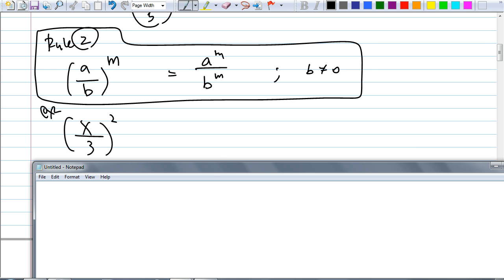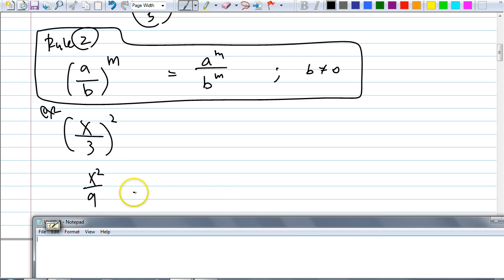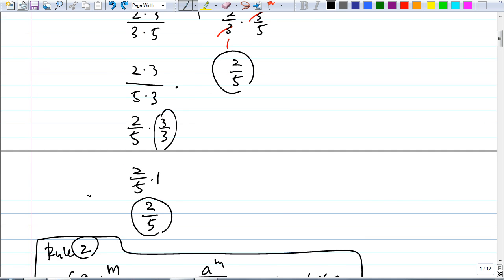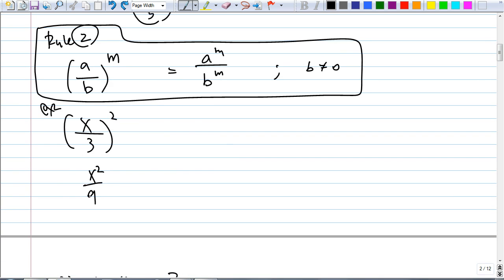X squared over 9, because you're right, you get x squared over 9. If I was being careful and showing my work, you could have written this as really x squared over 3 squared, isn't that right? And so you get x squared over 9. Any question? I wrote 3. You're right. Should have been 2. So you get x squared over 9. It's pretty straightforward. Question? Yes?